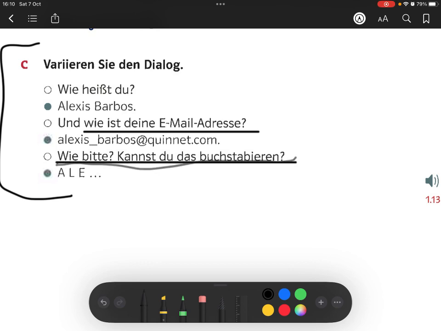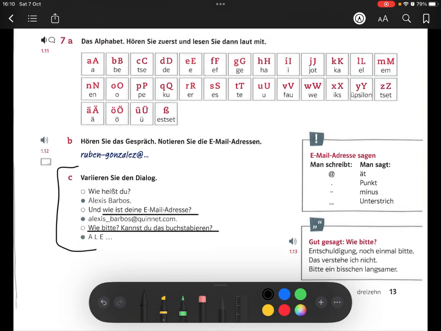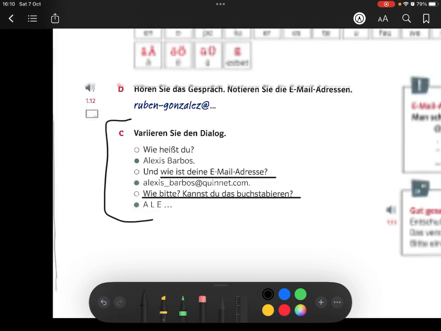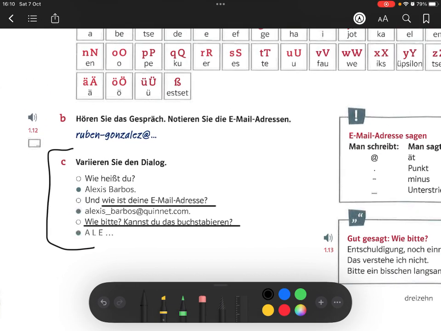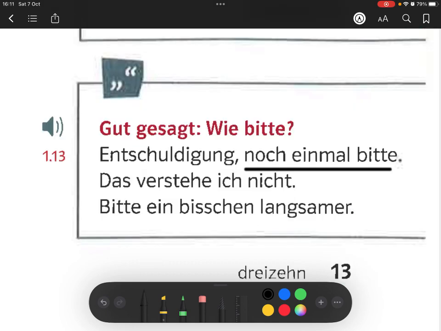And since it's a part of Buchstaben or Buchstabieren, we will break this apart and tell letter by letter. So we will be saying Alexis, like ALE, and then we will also describe these signs like at, Punkt, minus, Unterstrich, and here we can say Alex Unterstrich Barbos at quinet.com.